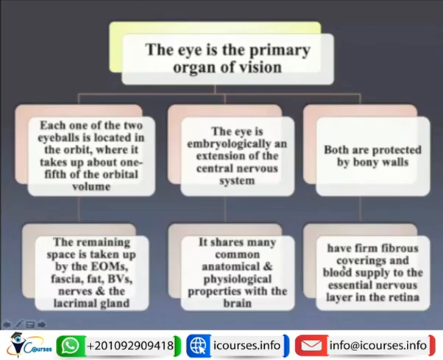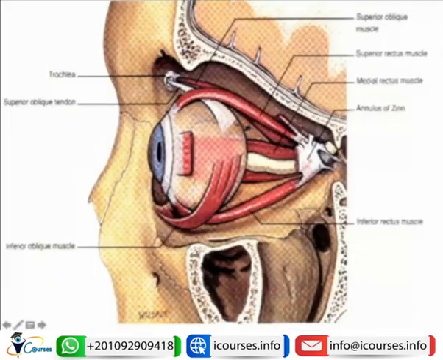And this will have a fibrous covering and the blood supply to the essential nervous layer, the retina. So if you have a lateral section, or a sagittal section, of the eye, here we removed the lateral wall of the orbit and cut the lateral rectus in order to have a view of the eye. We can see that the eye is placed in a bony cavity pyramidal in shape. It's called the orbit, and the eye occupies 1/5 of the orbit, and the other 4/5 are occupied by the nerves, muscles, and the blood vessels.